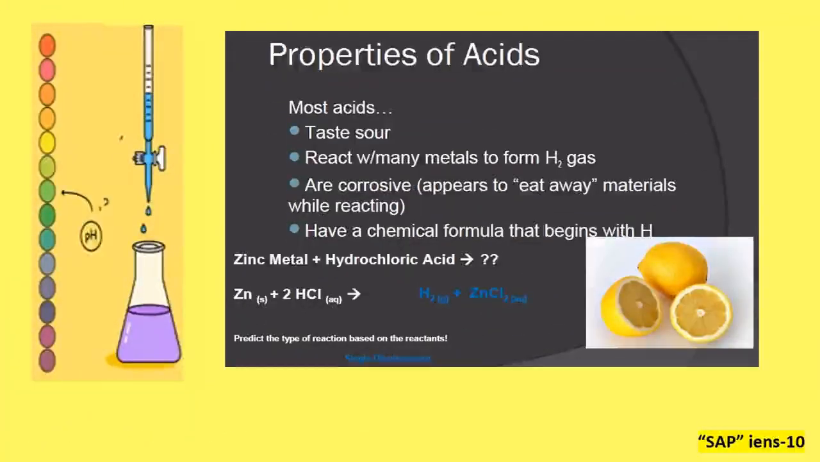Properties of acids. Most acids taste sour, react with many metals to form hydrogen gas, are corrosive, appear to eat away materials while reacting, and have a chemical formula that begins with H, hydrogen. Zinc metal plus hydrochloric acid gives hydrogen gas and zinc chloride.